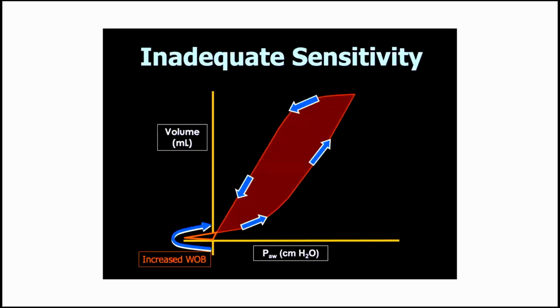And inadequate sensitivity. I have never been used to this, but it has been told that whenever the patient is taking some kind of a trigger attempt, this kind of a thing happens. Whenever these areas are more, this shows that there is a lot of inadequate sensitivity. There is a high trigger, increased work of breathing is happening. That is what it means, the more it is towards the left side.